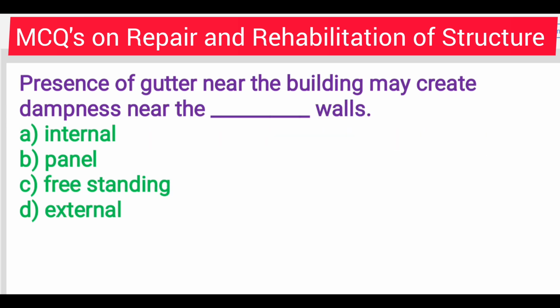Next question, presence of gutter near the building may create the dampness near the dash walls. Option A, inner walls. Option B, panel walls. Option C, freestanding walls. Option D, external walls. So the correct answer is option D, external walls.